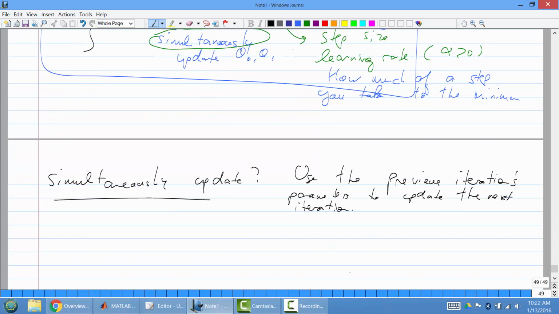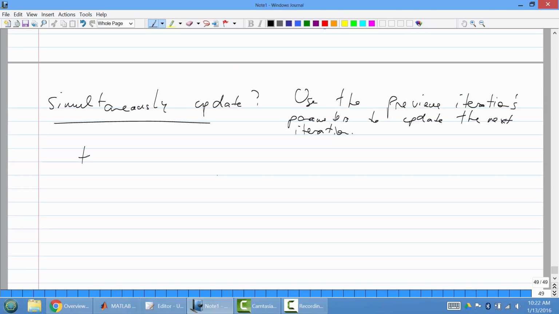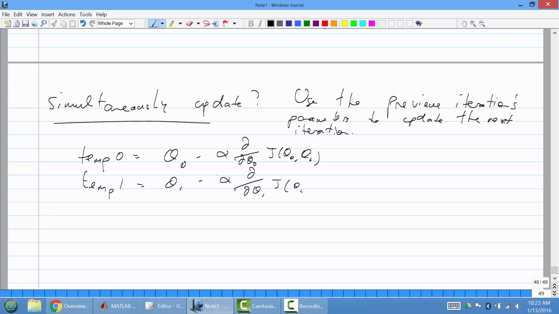Okay, so what I mean specifically is something like this. You're going to assign the updates to temporary variables. So you're going to compute this for the first one, and you're going to compute this for the second one. Sorry, I can't write. So this is alpha. And then the second one as well. Okay, so this is step one.